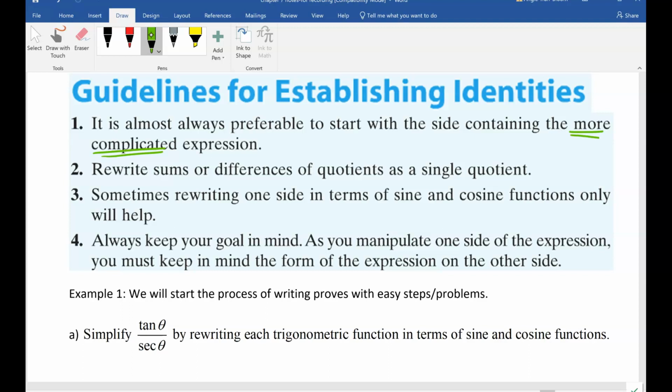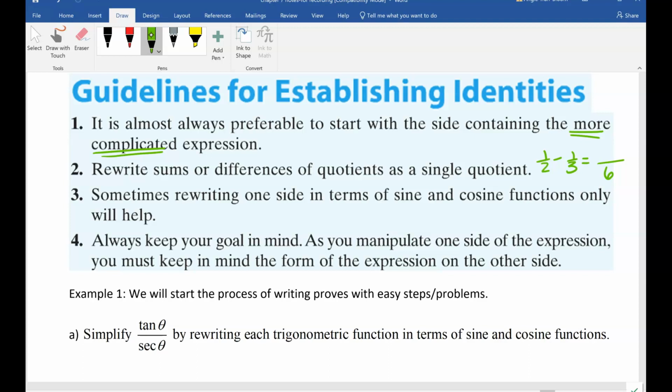Pick the side that looks scarier than the other. Now, rewrite sums or differences of quotients as a single quotient. What does that mean? If I have 1/2 take away 1/3, then they want you to rewrite it as a single fraction. That means over one common denominator, so find the common denominator and then match it up, okay?